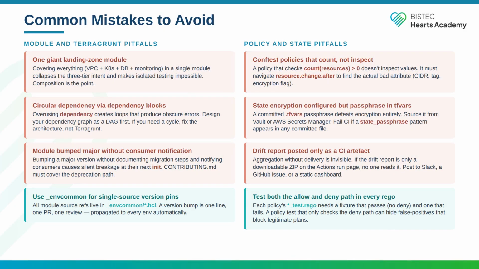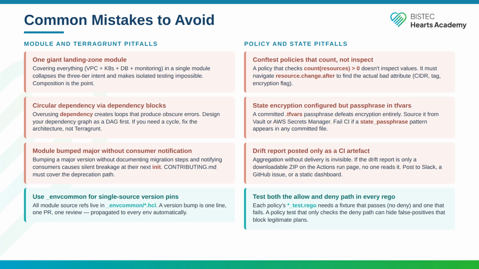6 mistakes, each responsible for real production problems. The giant landing zone module: putting VPC, Kubernetes, RDS, and monitoring into a single module makes isolated testing impossible and collapses the 3-tier intent. If changing a network parameter forces a full environment replan, the module boundaries are wrong.